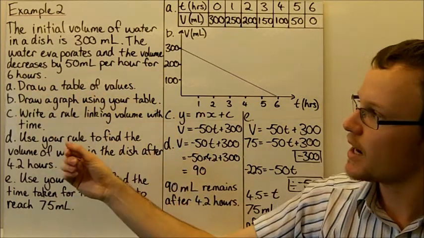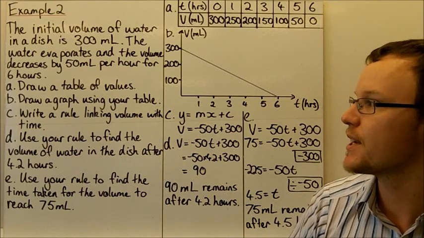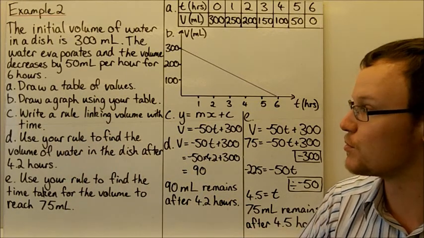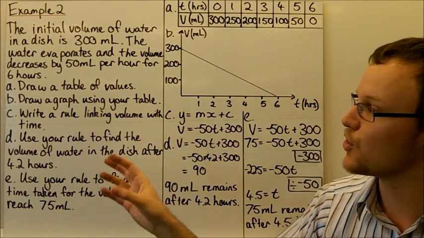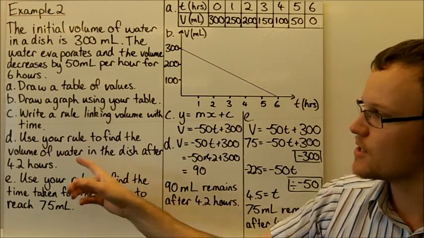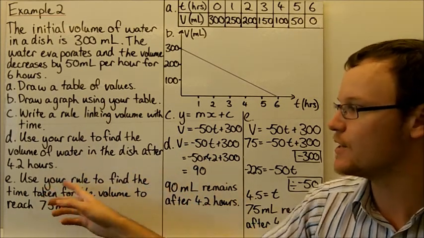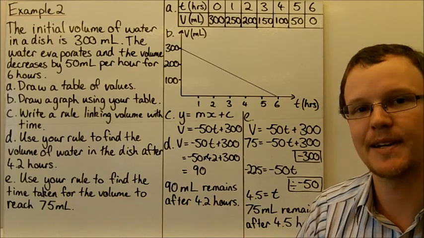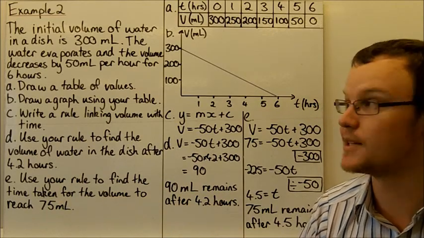So we're asked to draw a table of values once again and draw a graph once again. Also, we need to find a rule that links our volume with time. We need to use the rule to find the volume of water in the dish after 4.2 hours, and use the rule to find the time taken to reach 75 millilitres in the dish.